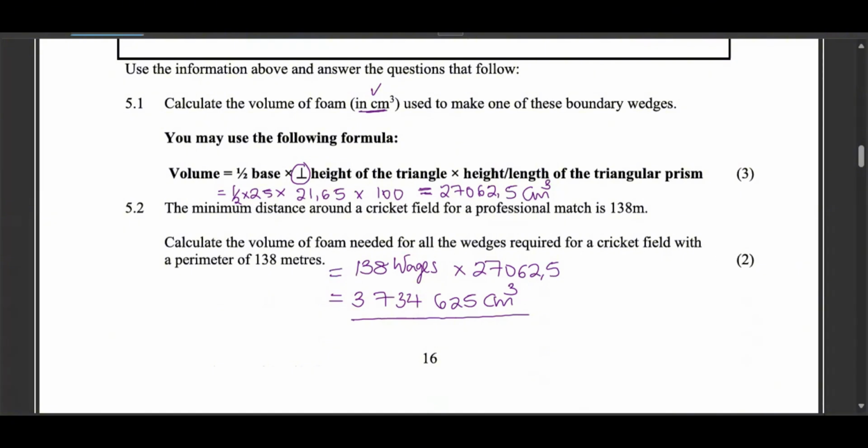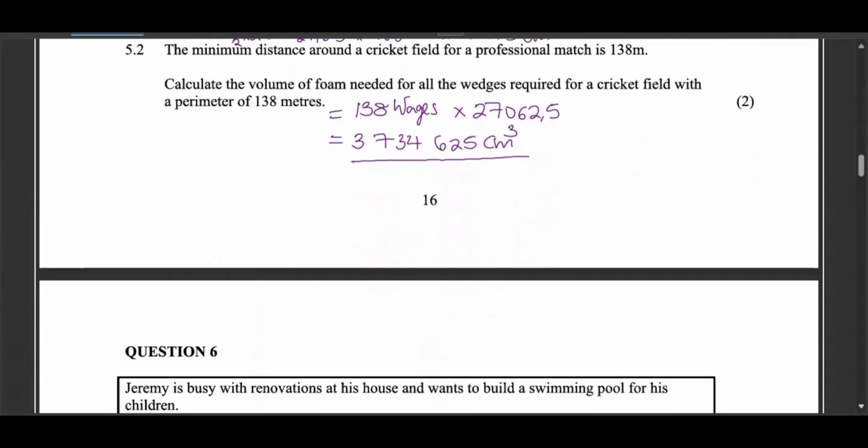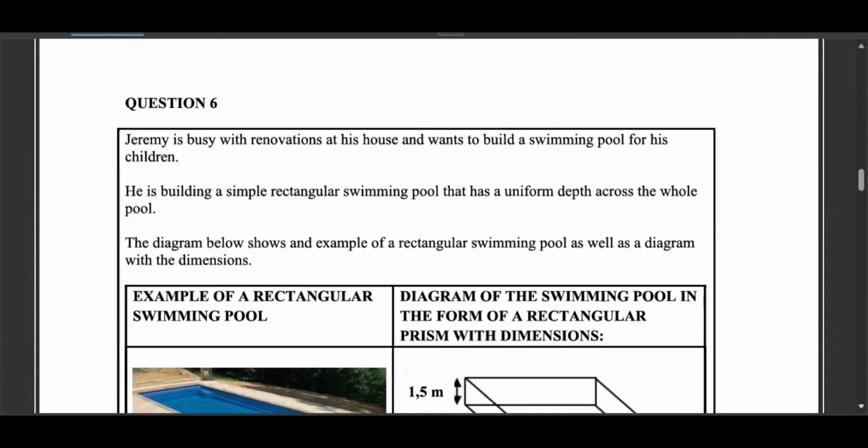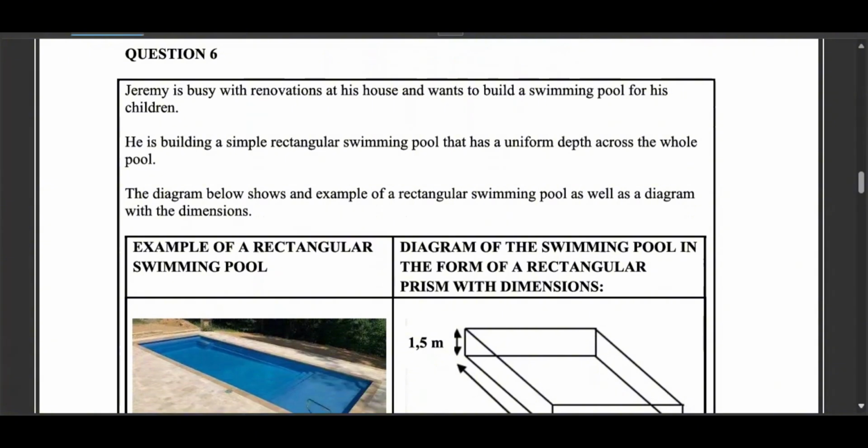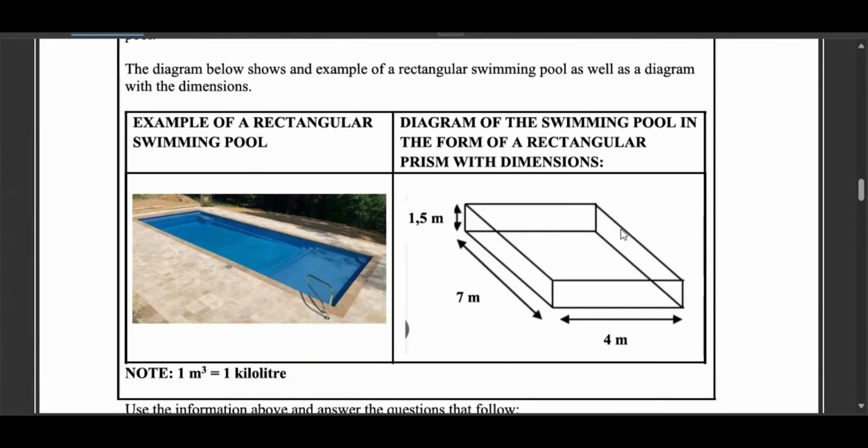Okay. So far we are collecting marks a little bit here and there. Simple marks that you should not miss. Question number 6. Jeremy is busy with renovations at his house and wants to build a swimming pool for his children. He is building a simple rectangular swimming pool that has a uniform depth across the whole pool. The diagram below shows an example of a rectangular pool, as well as a diagram with the dimensions.